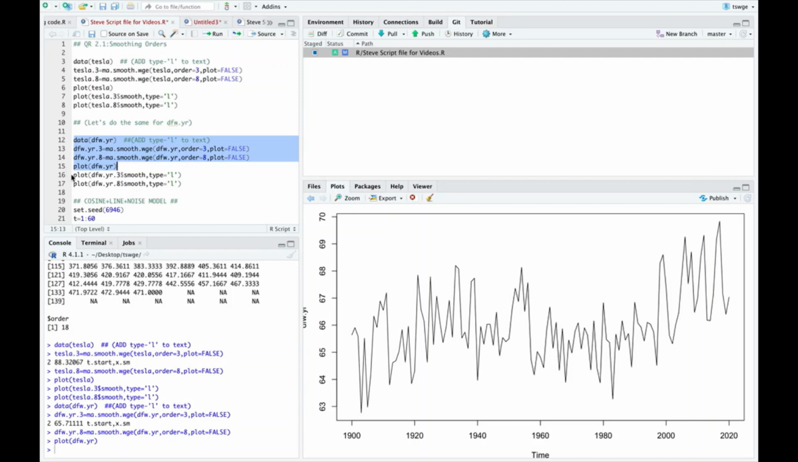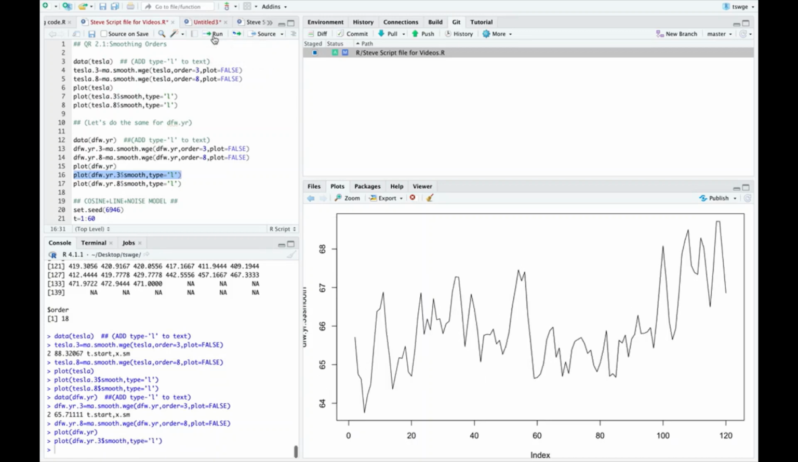So let's do the same thing we did last in the Tesla data, and let's look at a smoother of order 3. Run that. What do you expect? We expect that some of that fluctuation to disappear. And that's what we have. Still quite a bit of up and down variation.